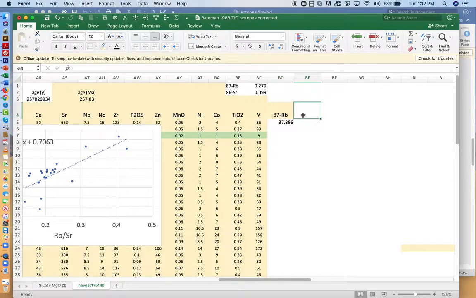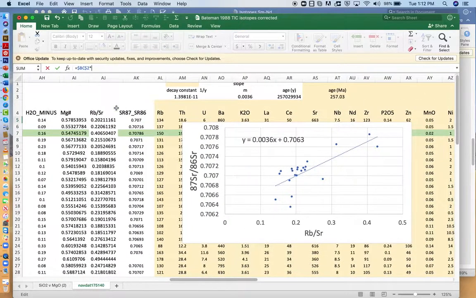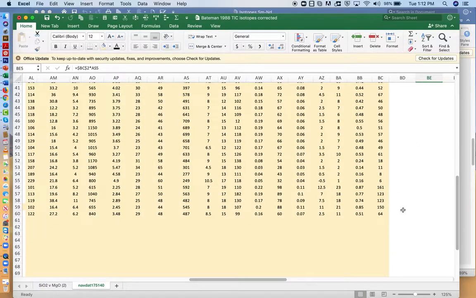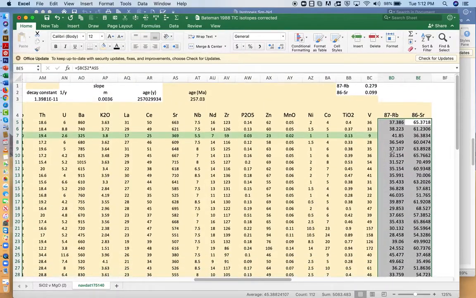And then the same thing for strontium 86. You can do a Google search and find that strontium 86 is about 0.0986 of the total amount of strontium. So I've entered that value here, and that's a constant. I don't want that to change, so I'm going to surround it by dollar signs. We'll multiply that by the total amount of strontium, which is here. And then we'll fill down both of these. So there we go. We have estimates.